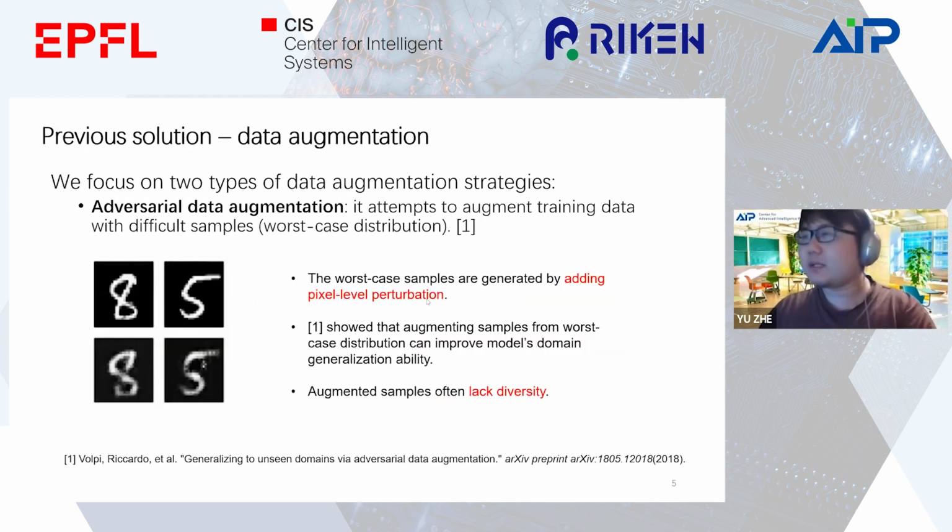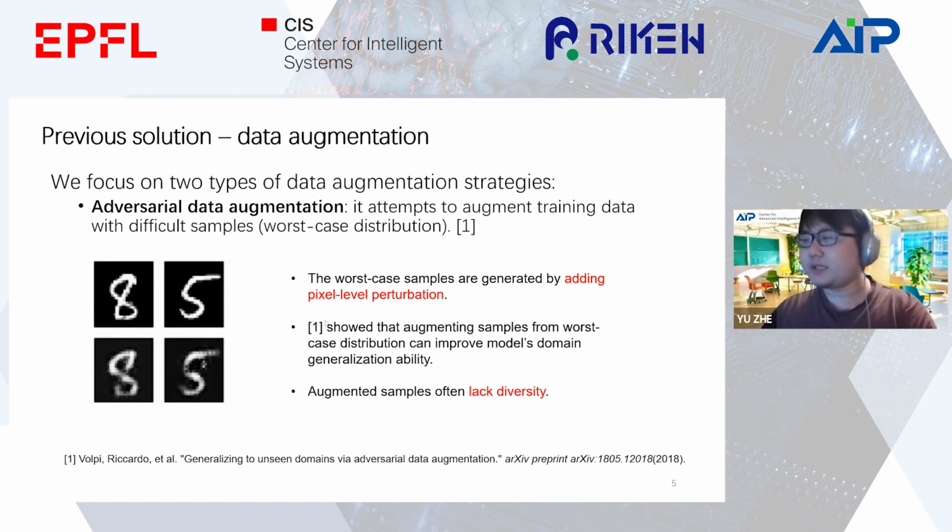Data augmentation is one of the most common ways to solve the domain generalization task. We focus on two types of data augmentation strategies. The first is adversarial data augmentation. It attempts to augment the training data with difficult samples. We can also consider these samples as drawn from the worst-case distributions. Usually, previous work used pixel-level perturbations to generate the worst-case samples, very much like an adversarial attack.